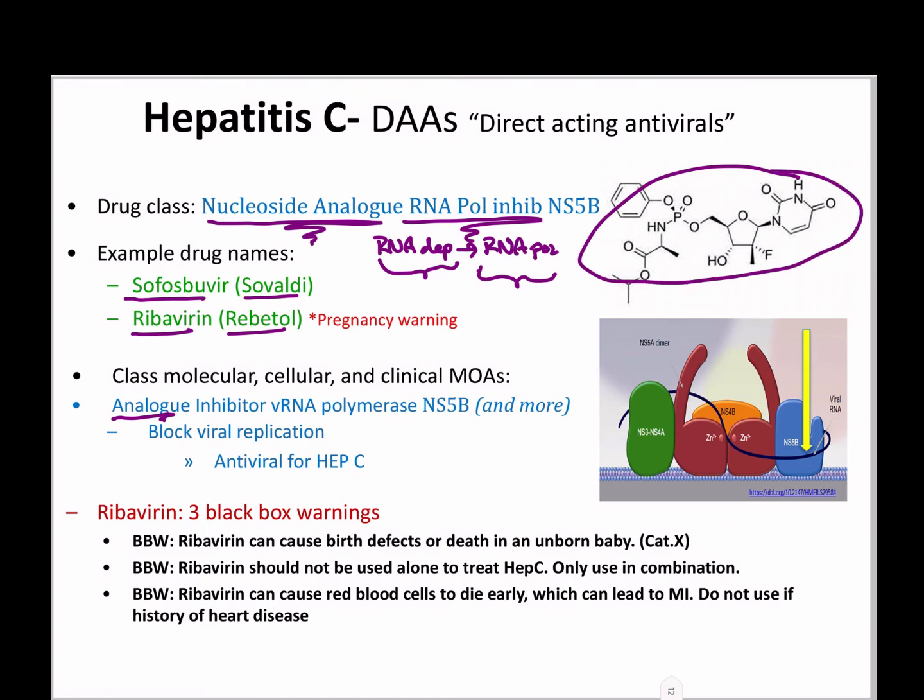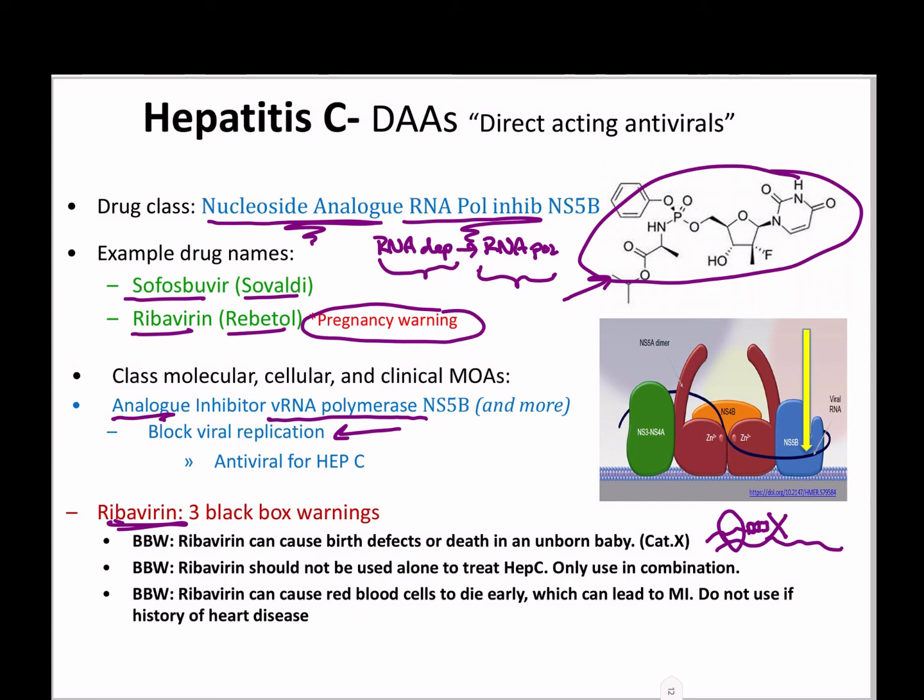And since they look very much like a nucleoside, if you take the template RNA here and put your polymerase here, as it is adding new nucleosides as it goes, if you have an analog that chain terminates and doesn't allow a new nucleoside to be added, then you're just going to stall that whole process. And you're not going to be able to allow any further RNA production. So these are analogs because they look like nucleosides, and they bind into the RNA polymerase and stall it, blocking viral replication. You may notice that ribavirin has several warnings.